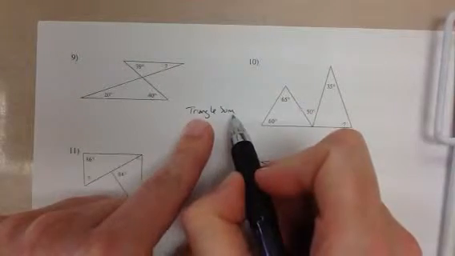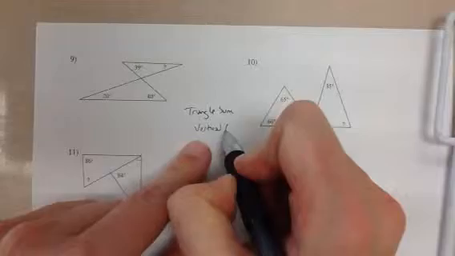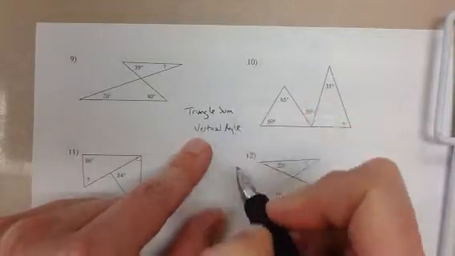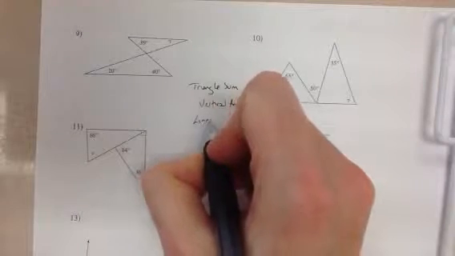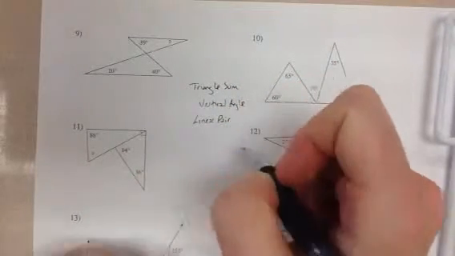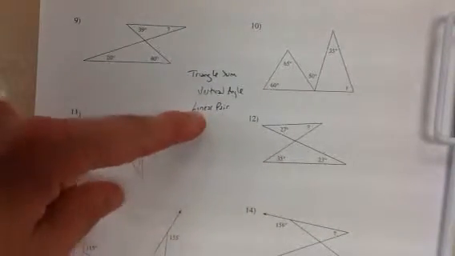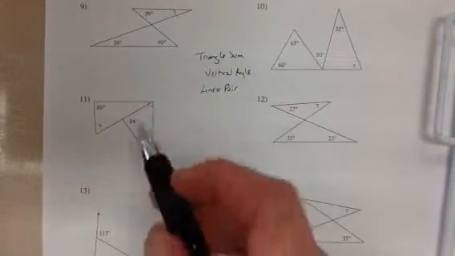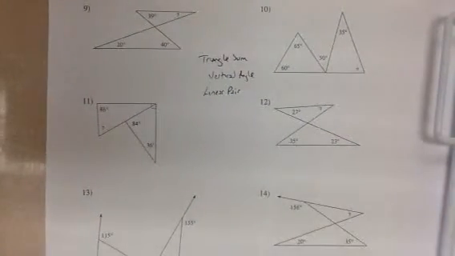The triangle sum theorem, where all the angles in a triangle add to 180. The vertical angle theorem, where if you see vertical angles, they're congruent. And the linear pair postulate, where if you have two adjacent angles in a straight line, they add to 180. And that's going to be the primary things that you use here. You also need to know that if you see a box like this, it means 90 degrees. So that'll be helpful too.